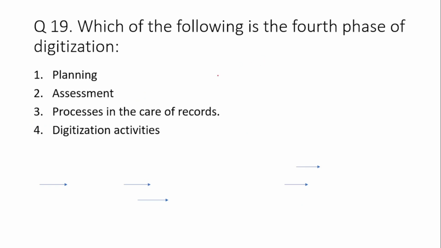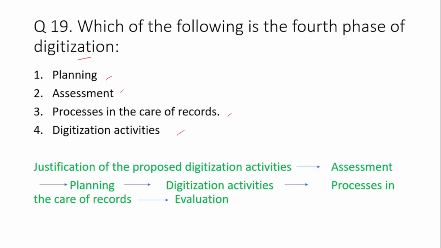Which of the following is the 4th phase of digitization? Planning, assessment, processes in the care of records, or digitization activities? So for that, we need to know the phases of digitization. These are the phases of digitization. Justification of the proposed digitization activities, so basically, this is the first step. Second one is assessment. Third one, if you look, is basically planning. The fourth one is digitization activities. The question is asking you the fourth phase, hence the option should be option number 4.